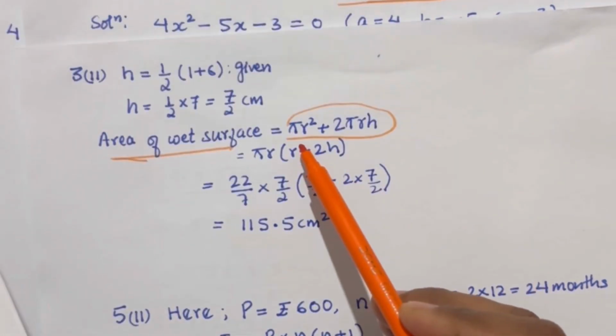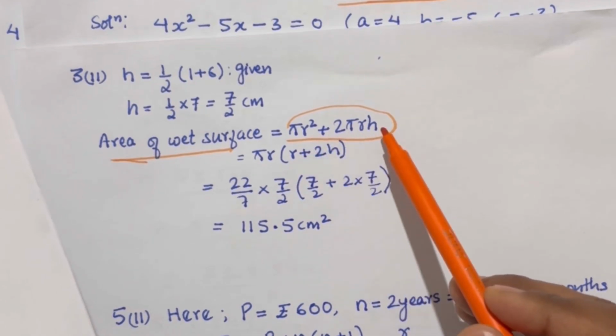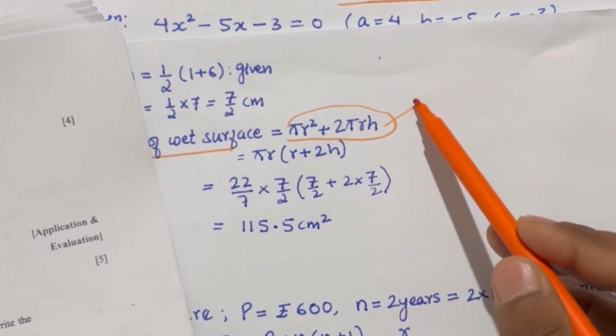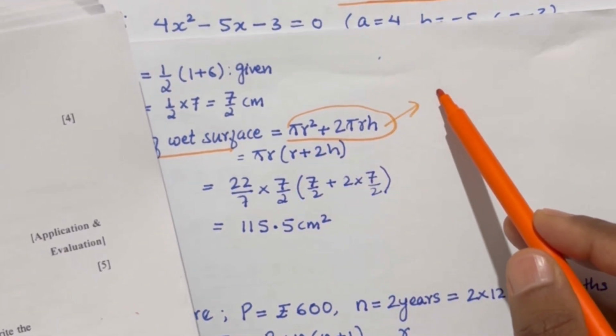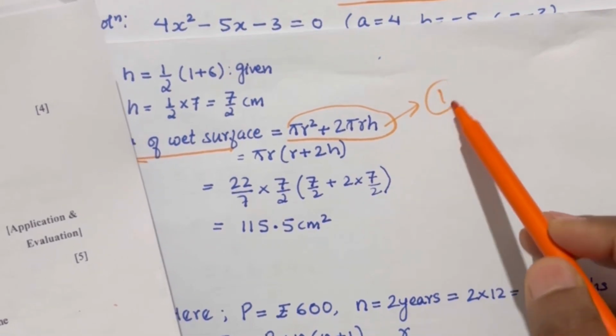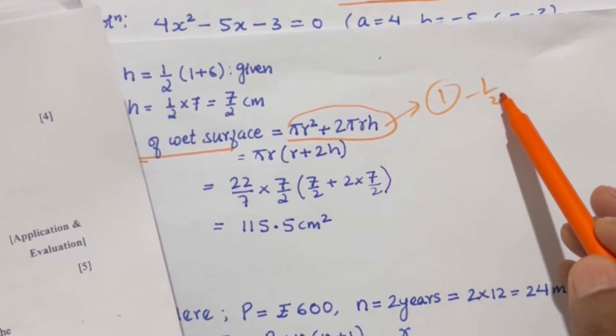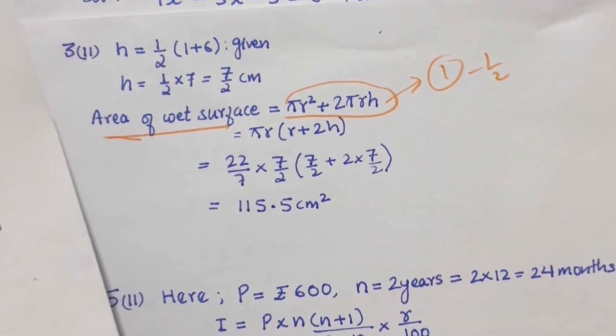Actually, these are different formulas and you are combining them. So that means for this you will get marks for the formula also. Okay, either 1 mark or half a mark. According to the question you will get these marks.